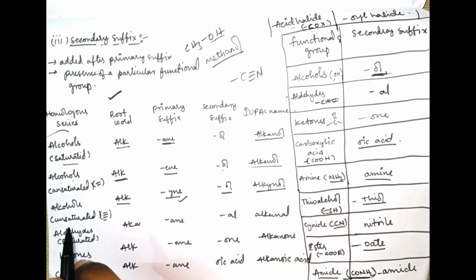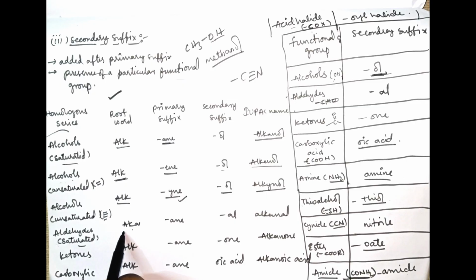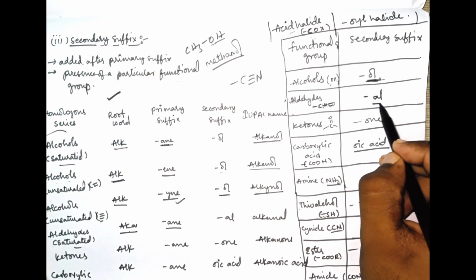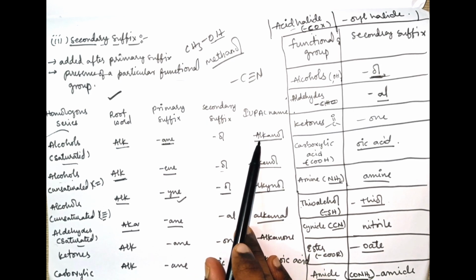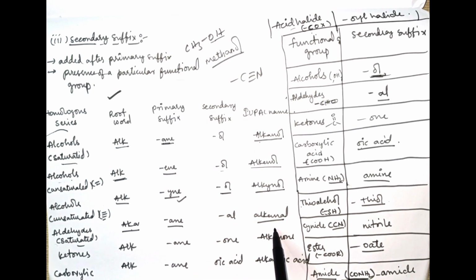You're getting it? And next, if we take an aldehyde, suppose from here, let's take all the saturated compounds only. For this aldehyde, say the root word becomes alk, and primary suffix becomes ane, as I've told you, saturated one. And as for aldehyde, secondary suffix becomes al. You're getting it over here, and total IUPAC name becomes alkanal. Alkanol differs from alkanal. You must be very careful with the spelling over here.